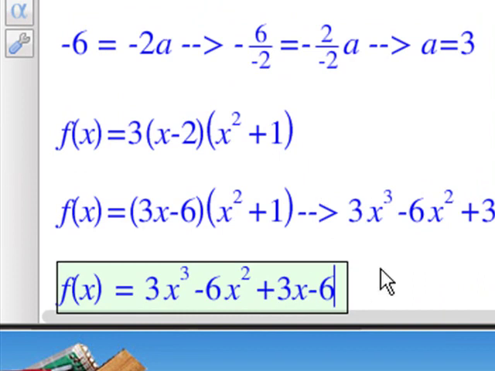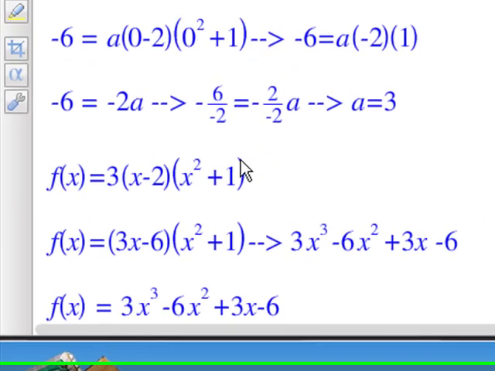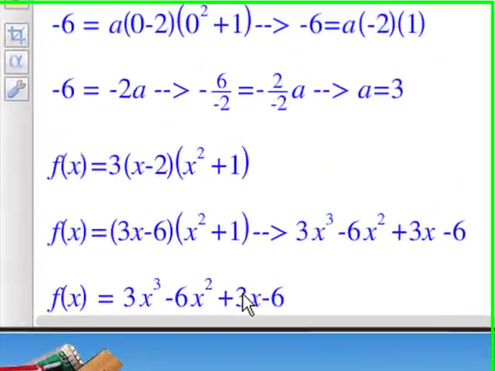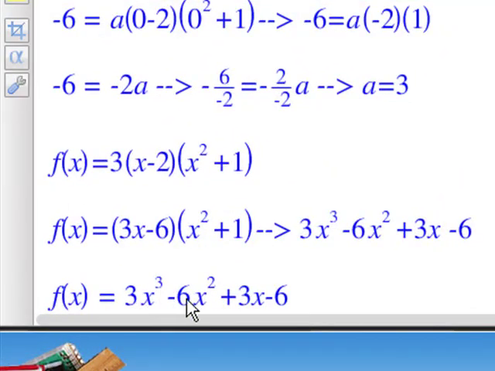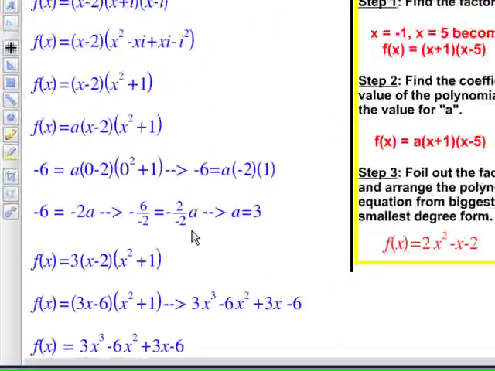The way we can prove that this is correct is to plug in 0 again for x and see if we end up with a negative 6. If you plug in 0, this term goes away, this term goes away, this term goes away, and we end up with just negative 6.